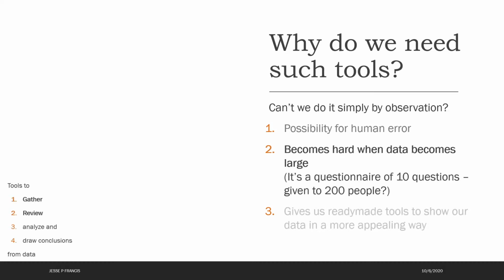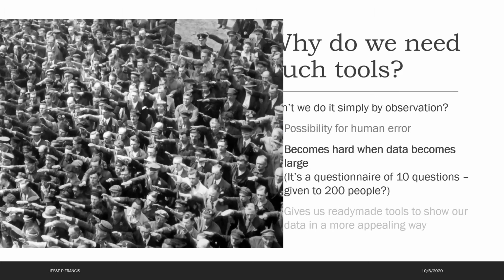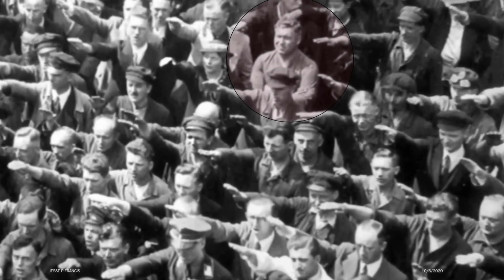The second point is that it becomes hard when data becomes large. For example, look at this picture. Pretty normal, right? This is from Germany in the 1930s, and you know what happened in Germany in the 1930s. Adolf Hitler was rising to power. So everyone here is saluting Hitler. But there are too many people here. If you look closely, you have missed one interesting detail, and that detail is this one man. While everyone else is saluting Hitler, he is simply standing there, saying, I don't care.